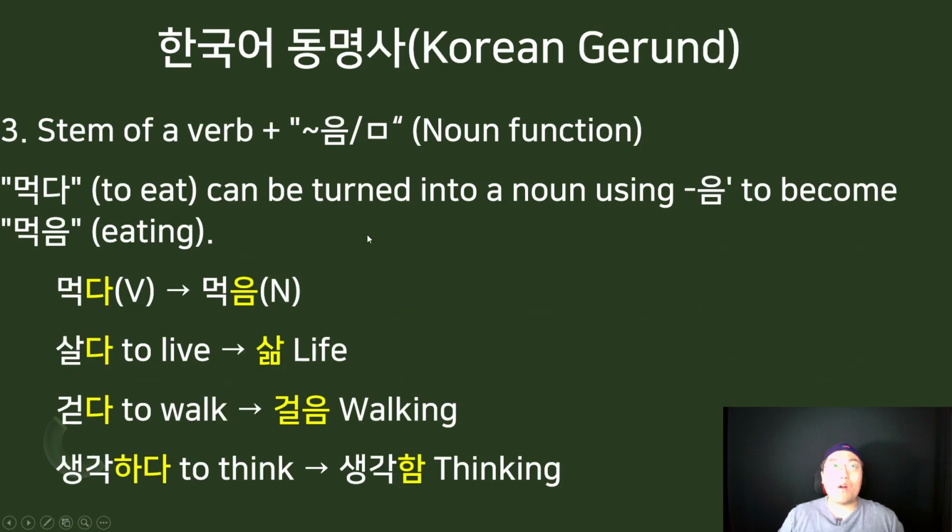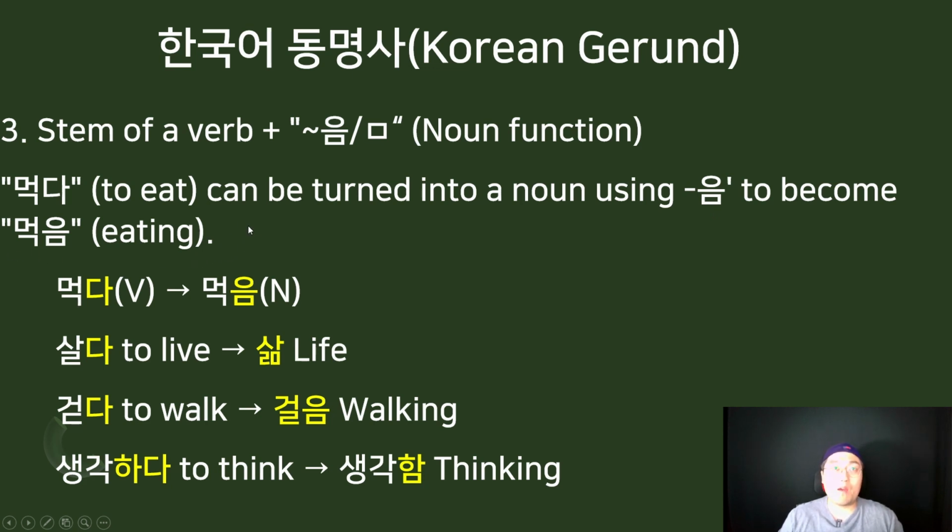Okay, number 3 is the stem of a verb plus 뭐뭐음 or 미음. The verb ends with 뭐뭐음 as it is. However, it does not always end with 뭐뭐음, as the form can vary depending on the type of verb. In any case, the noun suffix 뭐뭐음 is used. So the final consonant under consonant is 미음. For example, the verb 먹다, to eat, can be turned into a noun, 먹음, eating, just like that.